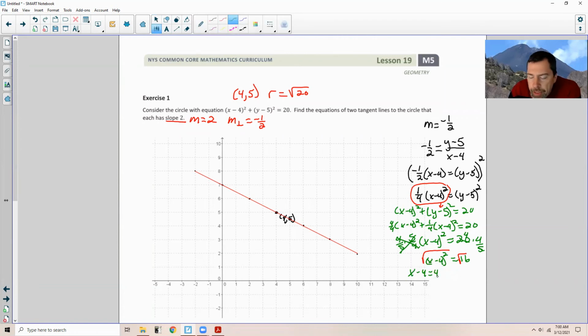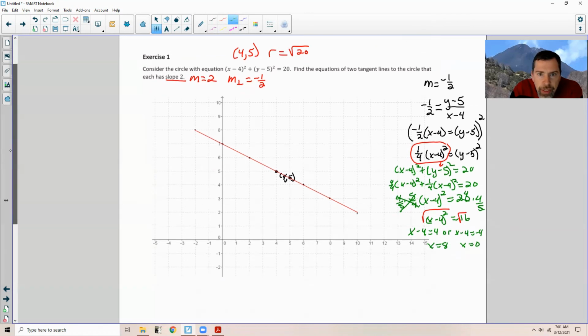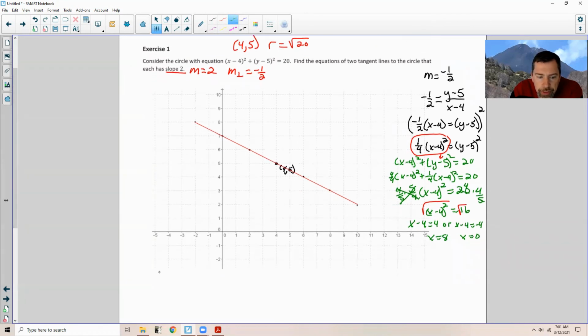Okay, so x minus 4 equals 4, or x minus 4 equals -4. Add 4 to this side, I get x equals 8. Add 4 to this side, I get x equals 0. Okay, so we're almost there. We have 2 x's. So down here, I'm now going to use that x equals 8, and I'm going to substitute it into this equation right here.